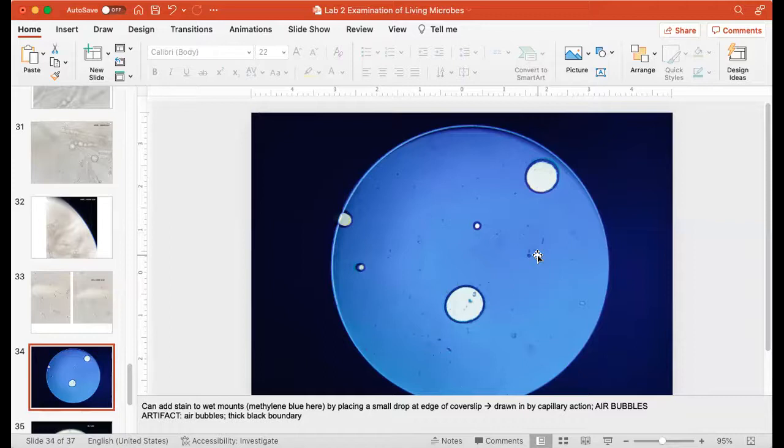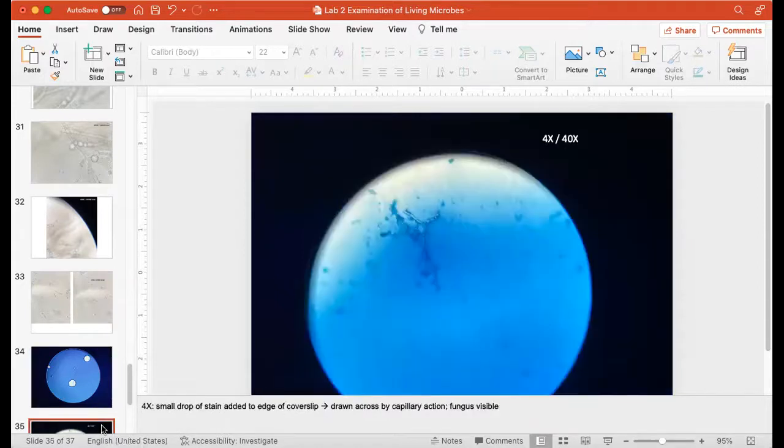When you put a cover slip down on top of a wet mount, if you put a drop of stain at the edge of the cover slip, it'll get drawn under by capillary action. So again, I did it here just so you could see the air bubbles a little more clearly. Remember, stain will kill anything that's living in here, so don't put stain on until you're ready to kill whatever microbes are there.